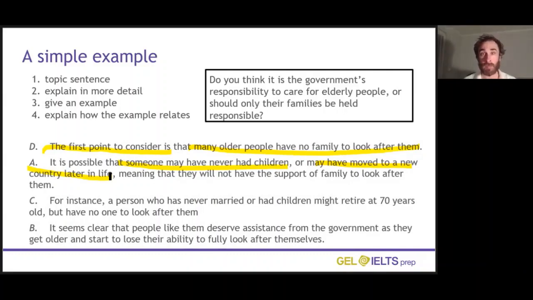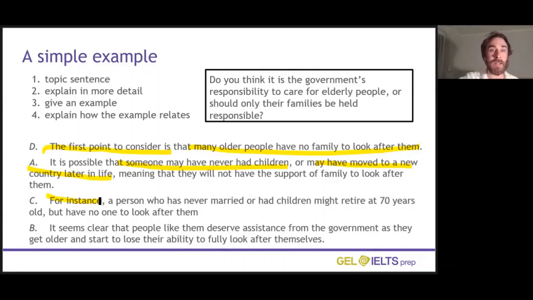C is my example. We can see this because of the phrase, for instance. For instance, a person who has never married or had children might retire at 70 years old, but have no one to look after them. So this is an imaginary example. I'm not talking about my grandmother or my grandfather. It's not a personal example. I'm imagining a situation where my topic sentence could be true. This is absolutely fine. And in B, I'm explaining why my example is relevant.